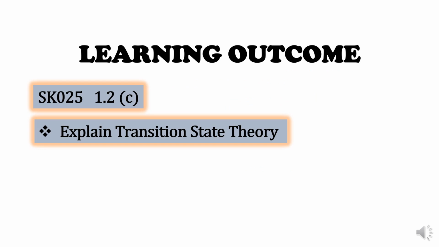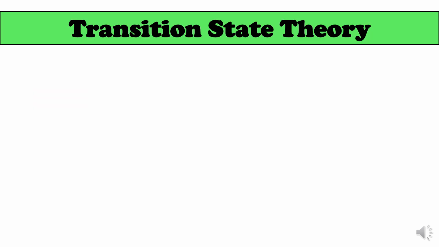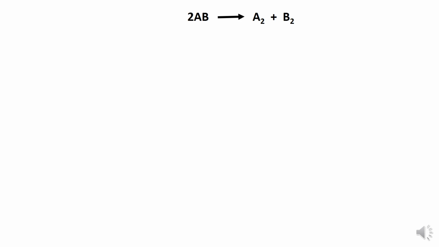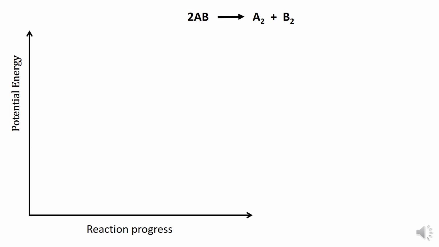The next objective is explain transition state theory. Transition state theory is the theory that is used to explain in detail what happened during the collision. The best way to explain the transition state theory is by using the energy profile diagram. Energy profile diagram is a diagram that shows the relationship between potential energy and activation energy.